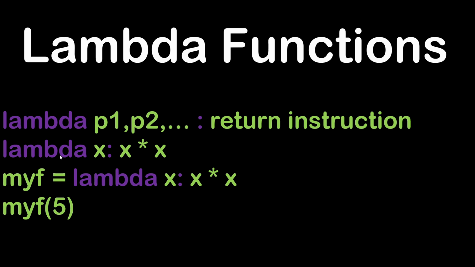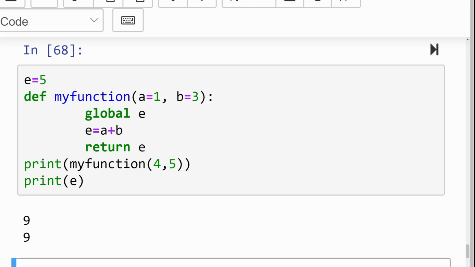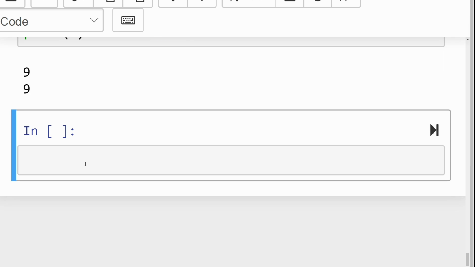These are very commonly used in Python, and they are very practical, as these are usually a single line quick definition of a small function with a small single instruction. Another example here: if you have x is equal to lambda a, b, and c: a times b times c. This is a function that takes 3 parameters, and it provides you in return the product of these 3 values. Let's go ahead and try this as an example.